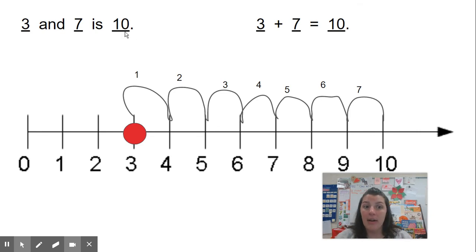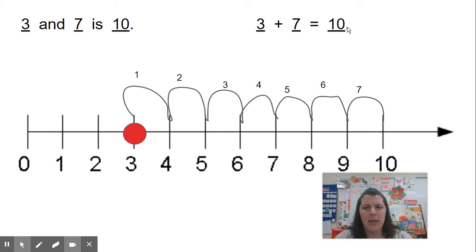Then we see our number 10, right? Over here we have 3 and 7 is 10. So when we take 3 and we take 7 and we put them together, it's 10. And here we used a math symbol called the equal sign. The equal sign tells us that whatever's on this side, the 3 and the 7, is the same or is equal to the number 10.